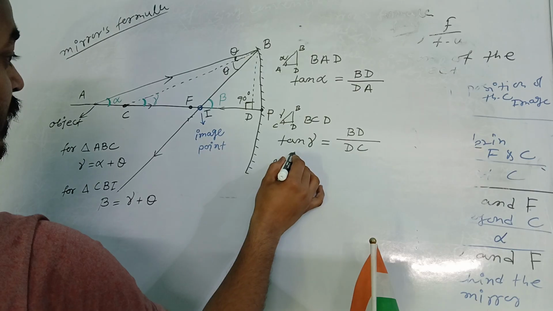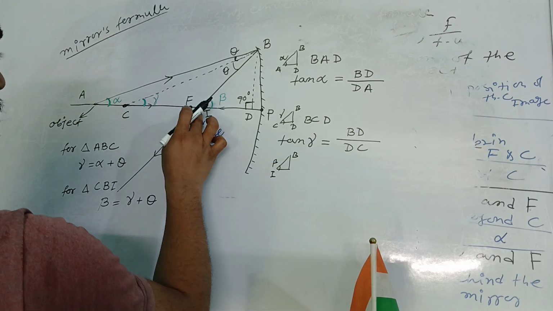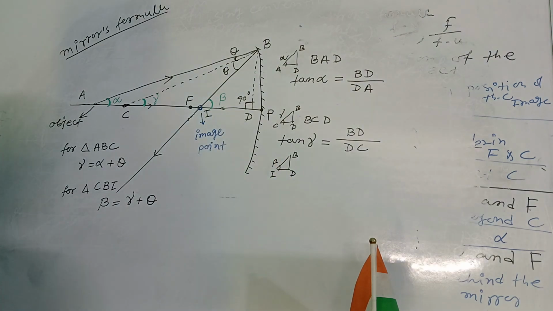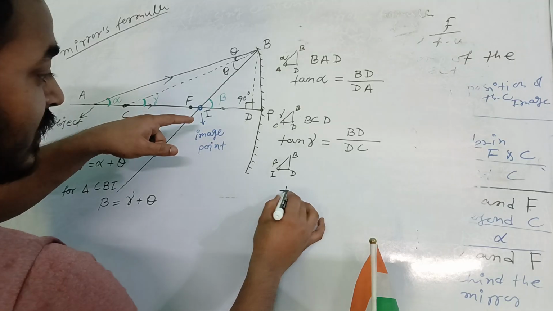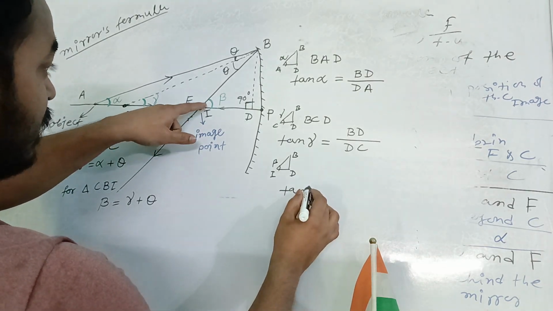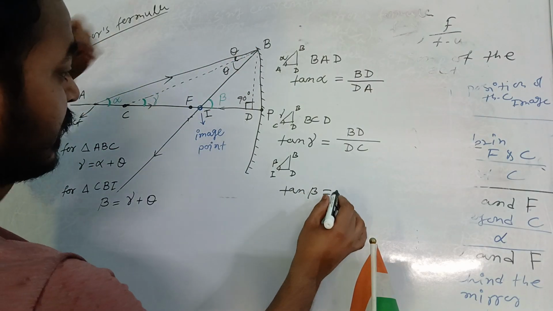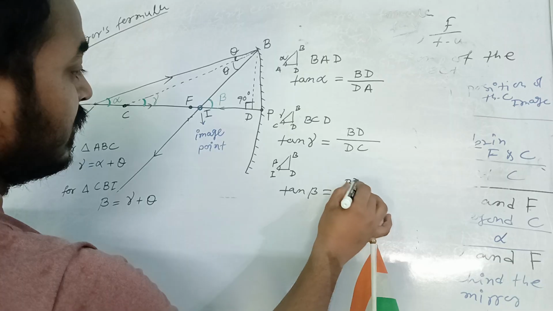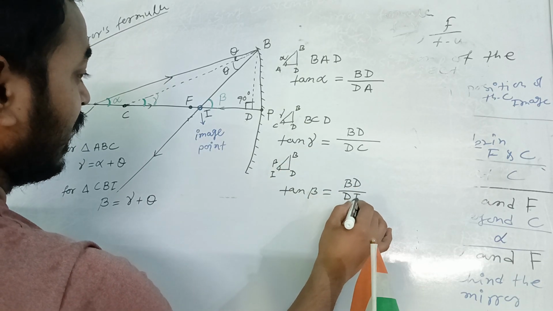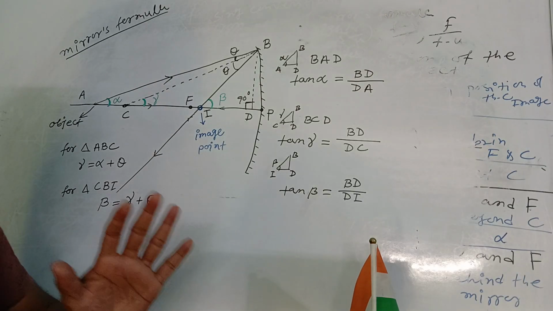This angle is, B, then I. This is point I. It is different. It is I and D. So from here we can write tan beta, not alpha, sorry, beta. This beta is again height by base. So BD divided by DI. Is it clear? Up to this, clear?